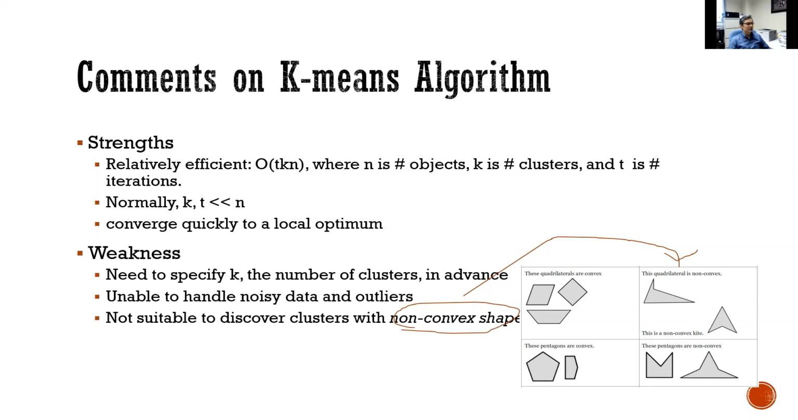Computationally, this algorithm is relatively efficient. It converges quickly to a so-called local optimum, which is still acceptable. The problem is if you have a cluster with a so-called non-convex shape, like this or that, the k-means clustering will not be accurate in grouping all those data points into one group. This algorithm performs very well for convex shapes. So that's its weakness.